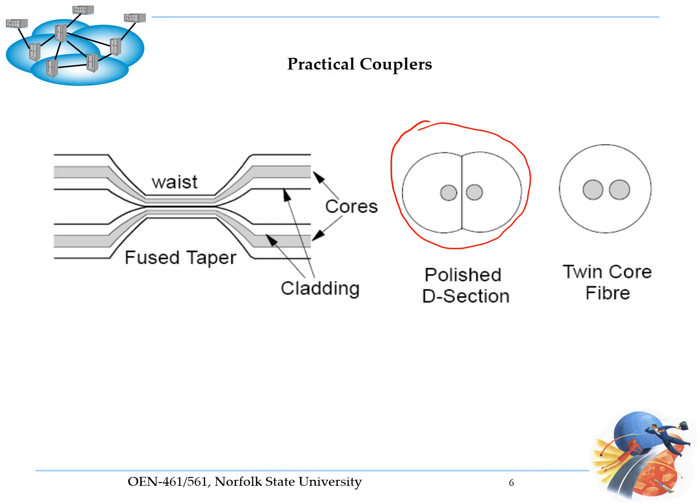Another possibility is to fabricate two cores close to each other from the very beginning and to have a twin core fiber. In this case, what's important is that the distance between two cores that guide light inside the fiber is small enough to allow for evanescent coupling between optical fields in two fibers.